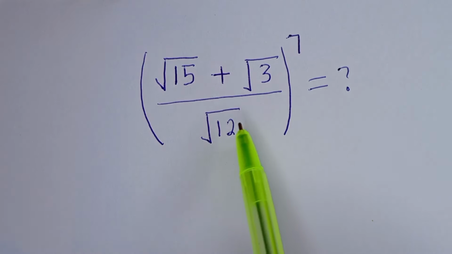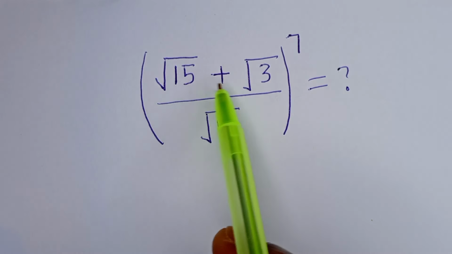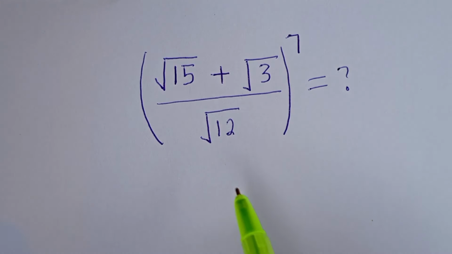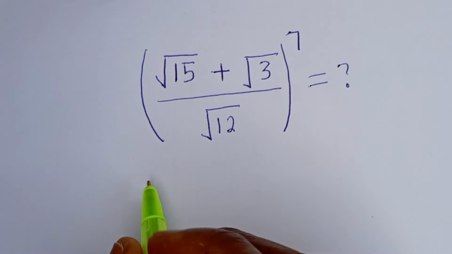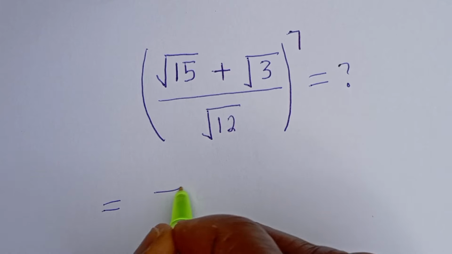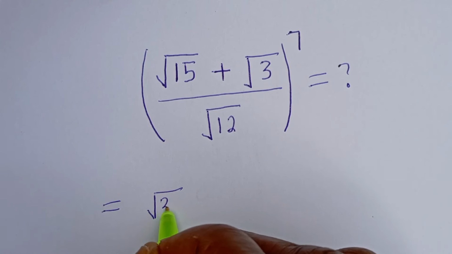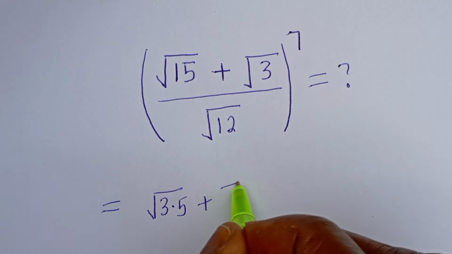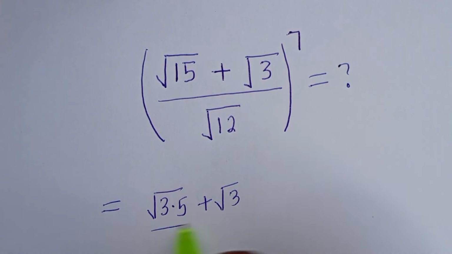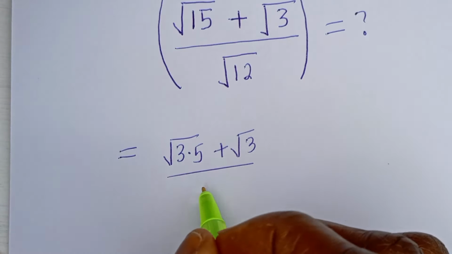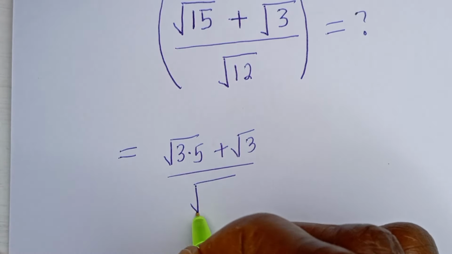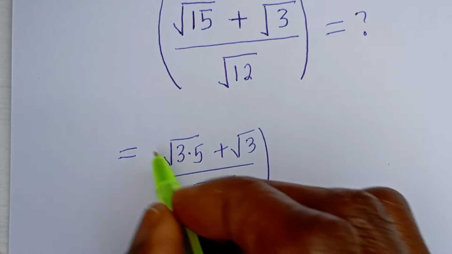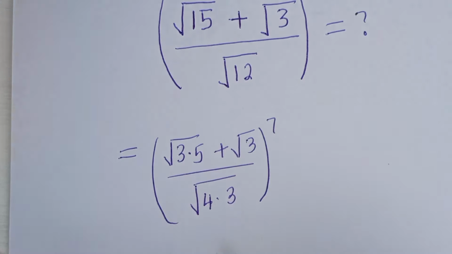Hello, how to simplify this nice math problem? Square root of 15 plus square root of 3 divided by square root of 12, to the power of 7. Then here, square root of 15 can be written as square root of 3 multiplied by 5, plus this square root of 3, divided by square root of 12, which can be written as square root of 4 multiplied by 3. Then everything all to the power of 7.